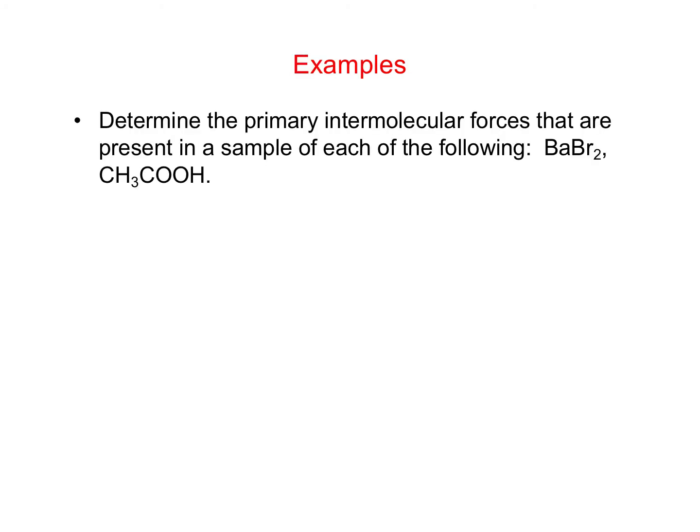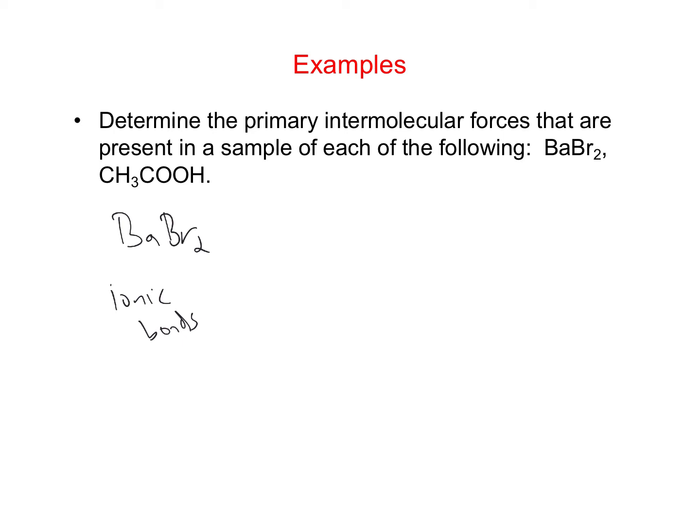All right, so let's finish off with a couple examples. We want to determine the strongest or primary intermolecular force in a sample of each of the following. I've got two on each slide. So we'll start with barium bromide. If you want, you can flip back to the flowchart on the previous one. The first question we're going to ask is, is the compound ionic or covalent? Barium is a metal, bromine a nonmetal, so we have an ionic compound, so we would say the intermolecular forces are the ionic bonds.